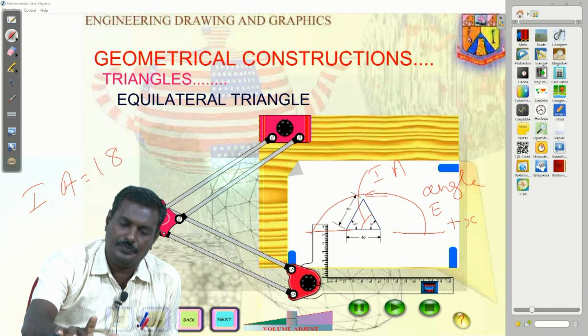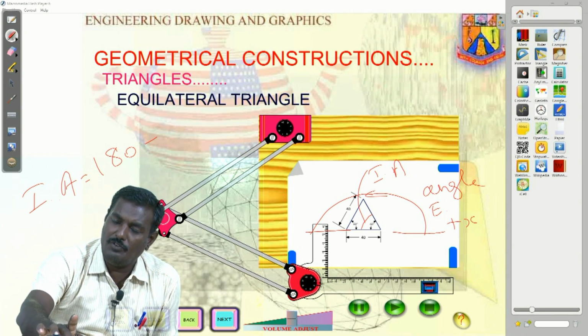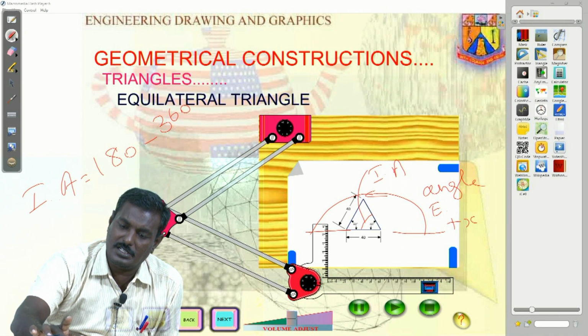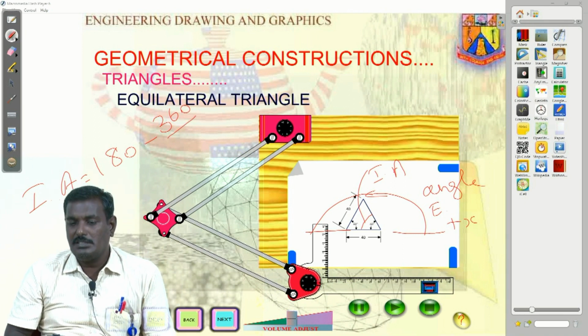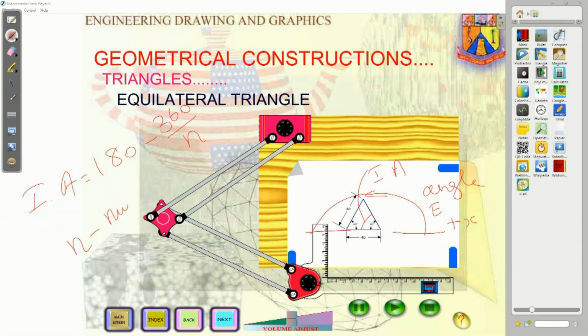So, 180 minus, what about this one, the number of sides, that is 360 degrees. The total circle is 360, divided by the number of sides, where small n is the number of sides. How many sides for this triangle? 3 sides. Substitute 3 here. So, for this triangle it is 120, then subtract, so it gives 60 degrees.